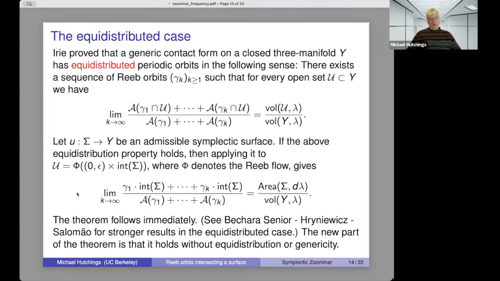So the upshot is that if equidistribution holds, which we know is true generically by Irie, then my theorem is sort of trivial. So the new part of my theorem is that I'm not assuming that the contact form is generic at all. Any questions so far?